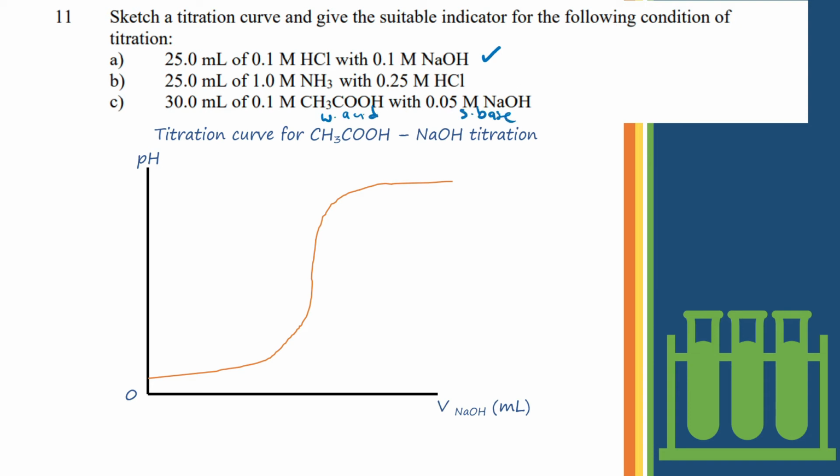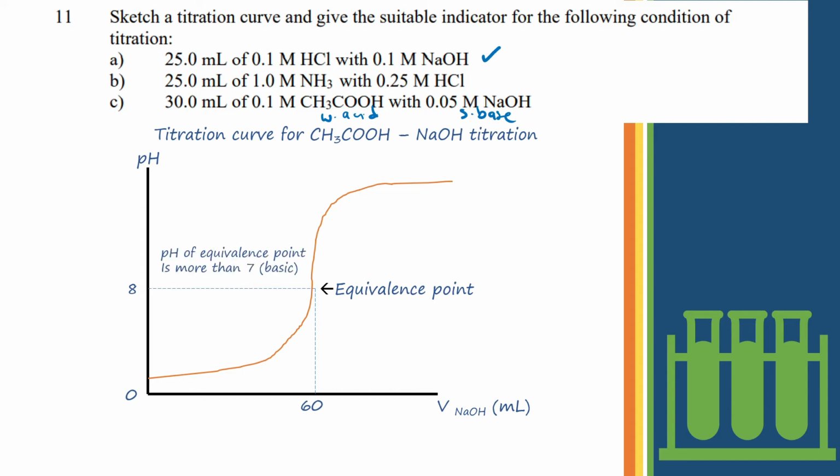So where is the equivalence point? The equivalence point must be more than 7, so we put 8 here. This one is 60 mL. Why 60? Because 30 times 0.1 divided by 1000 gives us the number of moles. So we equate it with this one: 60 times 0.05 divided by 1000. So here is the equivalence point.